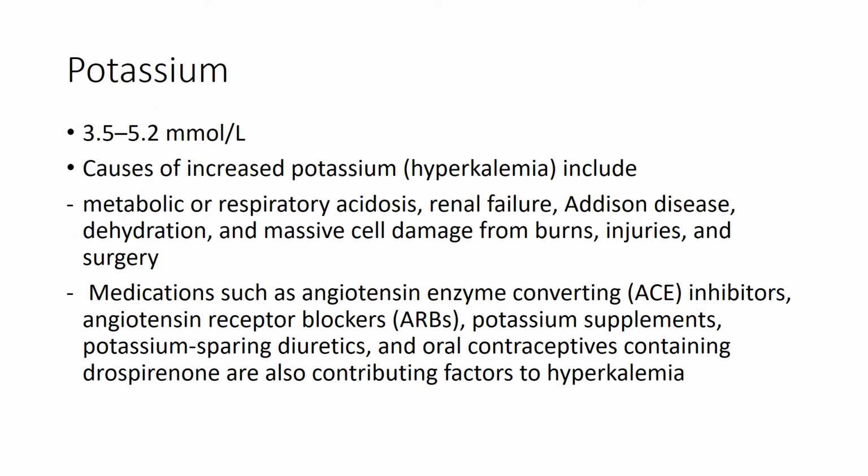The second electrolyte that will be tested in renal function test is the potassium, and normal value is between 3.5 to 5.2 millimole per liter. Causes of increased potassium, also known as hyperkalemia, include metabolic or respiratory acidosis, renal failure, Addison disease, dehydration, and massive cell damage from burns, injuries, and surgery. The other causes of hyperkalemia include medication such as angiotensin converting enzyme inhibitor or ACE inhibitor, angiotensin receptor blocker, potassium supplement, potassium sparing diuretics, and oral contraceptives.